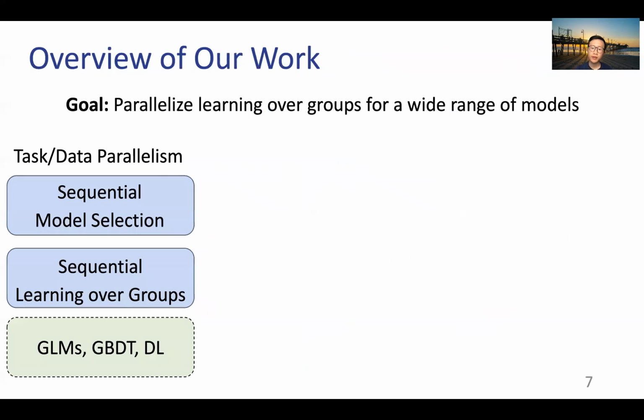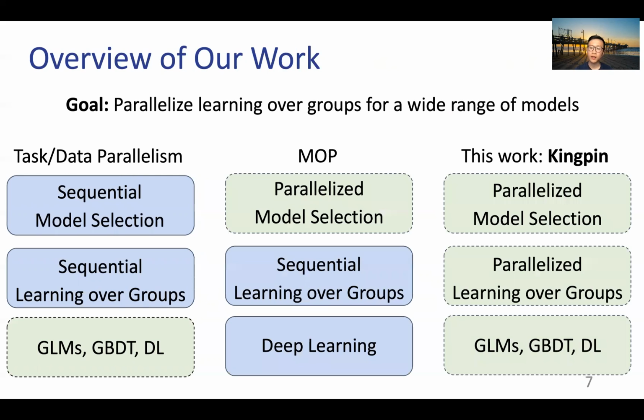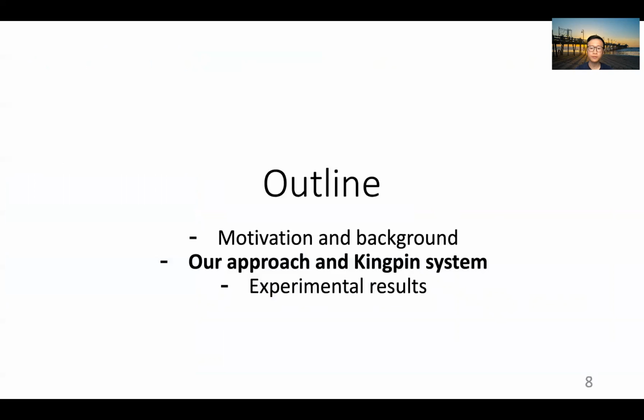To recap, most ML tools support task and data parallelism and a wide range of models such as GLM, GBDT, and deep learning, but they perform model selection and learning over groups sequentially. MOP parallelizes model selection, but is restricted to SGD-based workloads, mostly deep learning. Our work, Kingpin, can parallelize both model selection and learning over groups. We also support a wide range of commonly used ML models.